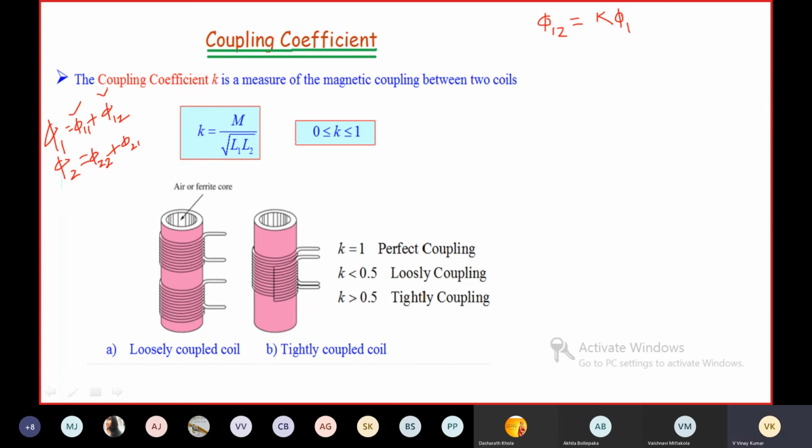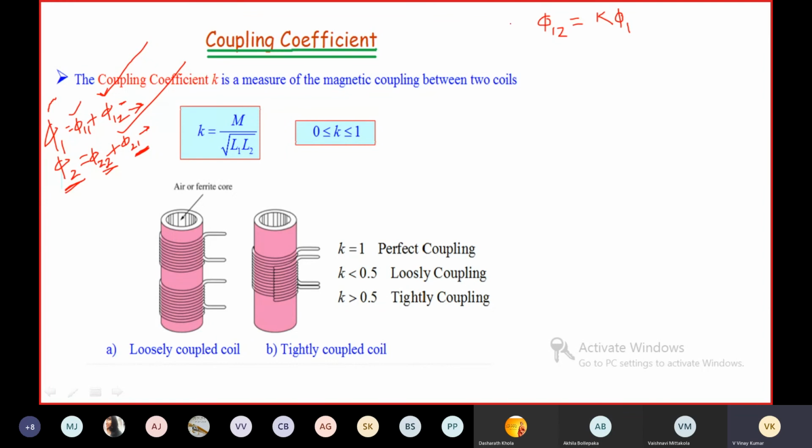This is the leakage flux, this is the mutual flux. This is the leakage flux and this is the mutual flux. This flux is linking coil 2. This flux is linking coil 1. This is the flux which is produced in coil 1 and linking coil 2. This flux is produced by coil 2 and linking coil 1. Right? That is, φ1 is the total flux. Total amount of flux which is produced by coil 1 is not linking coil 2. Only φ12 is linking coil 2. Only φ21 is linking coil 1. Total amount of flux is not linking.